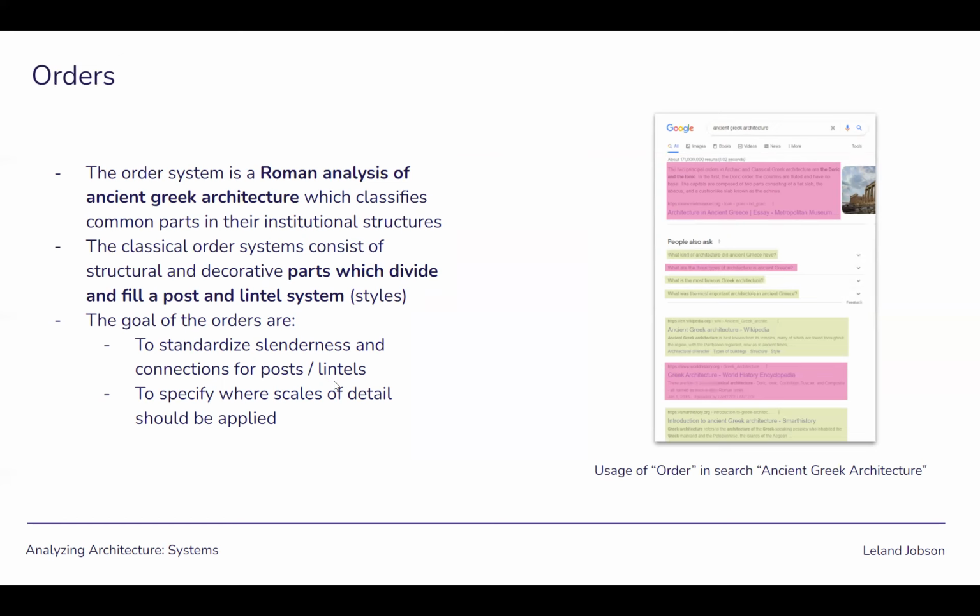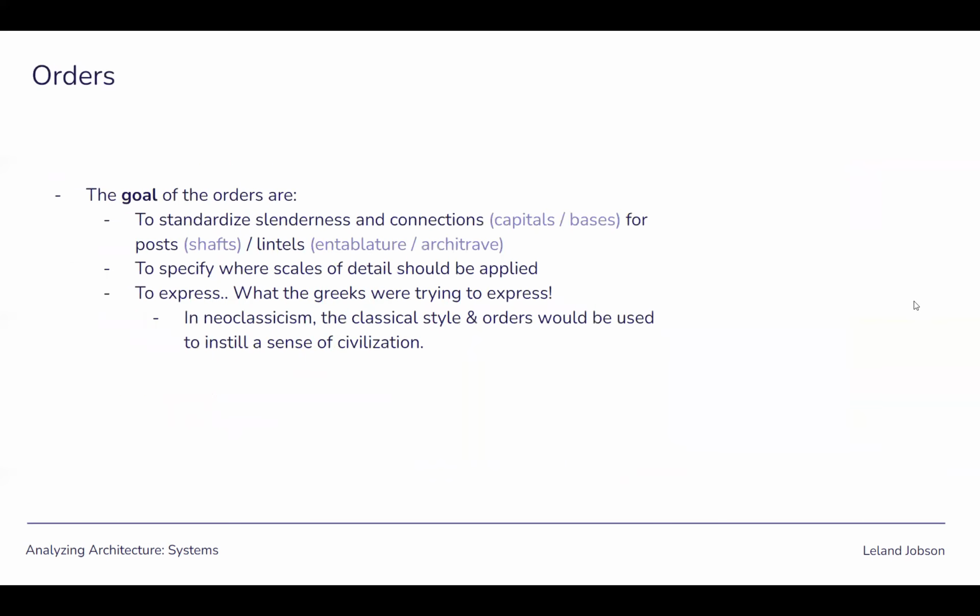So classical order systems are styles. They're decorative parts, structural and decorative parts, excuse me, which divide and fill a post and lintel system. What's the goal? This is just my interpretation, but the different orders have different slenderness ratios. So I believe it's standardizing the way that detail is applied and the connections which are used for certain ratios of structure. And to aesthetically and narratively express what the Greeks are trying to express.